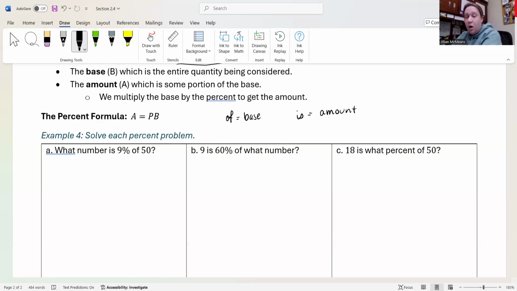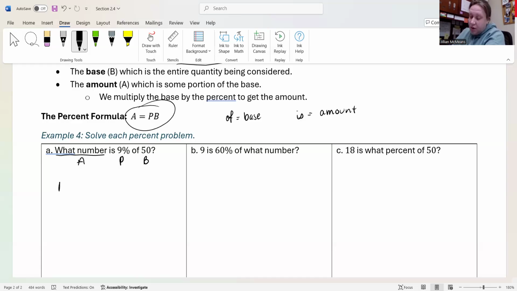So for part A, we're looking for some number that is 9% of 50. 50 is the entire quantity being considered here, and we want 9% of that. So we're looking for the amount. That number that's missing is A, the amount. P is always going to be obvious. So 9% is going to be our percent. And then 50, we're looking for 9% of 50. 50 is the base.